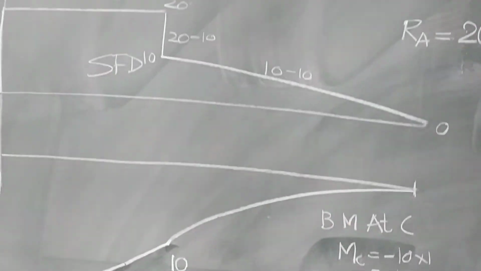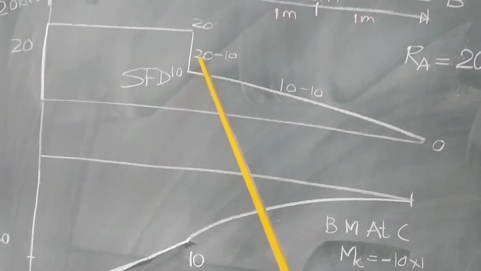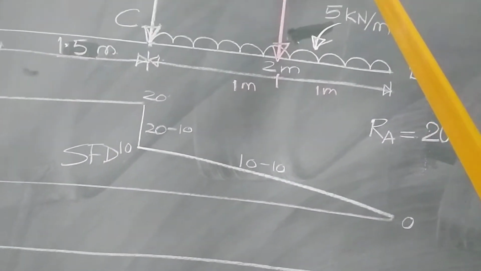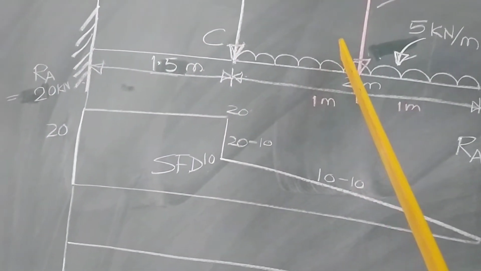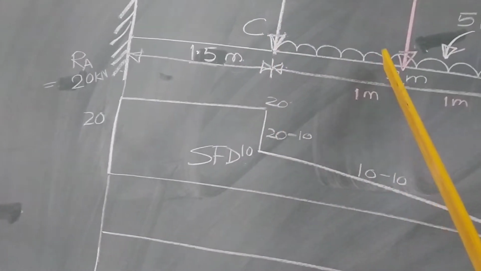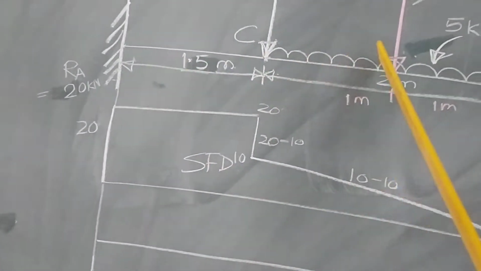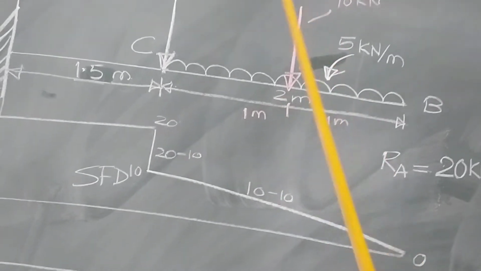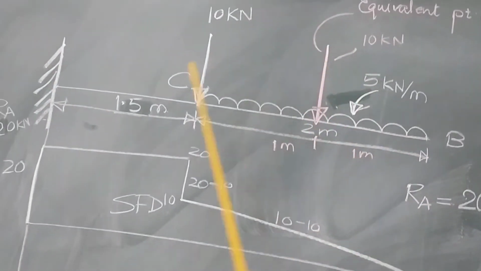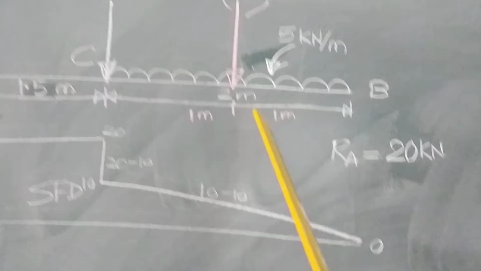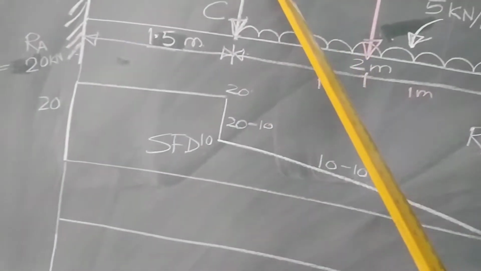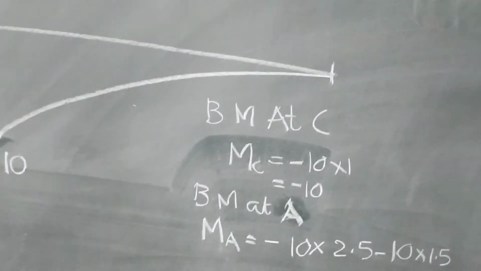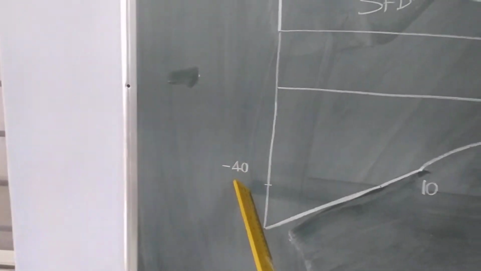At A, bending moment at A, two forces are there. One is 10 kilonewton which is UDL at a distance of 2.5, because 1 plus 1.5, because it is acted at midpoint of 2 meter. So, it is minus 10 into 2.5, minus 10 into 1.5. So, it is nothing but minus 40. So, this is nothing but minus 40.